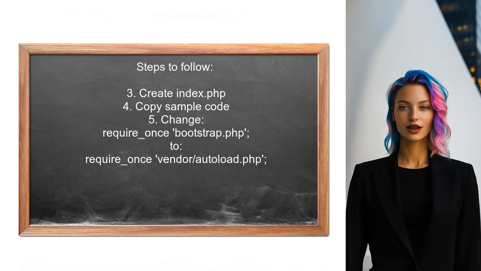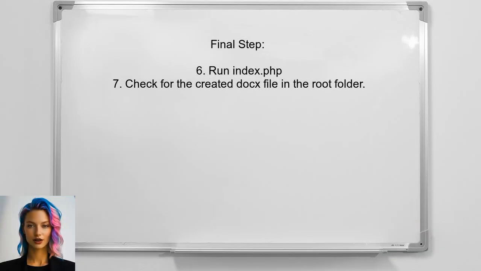Next, create a new file named index.php in the root folder. Copy and paste the basic usage sample code from the PHPWord GitHub page. Make sure to change require_once 'bootstrap.php' to require_once 'vendor/autoload.php'. Finally, run your new file, and you should see a docx file created in your project's root folder.